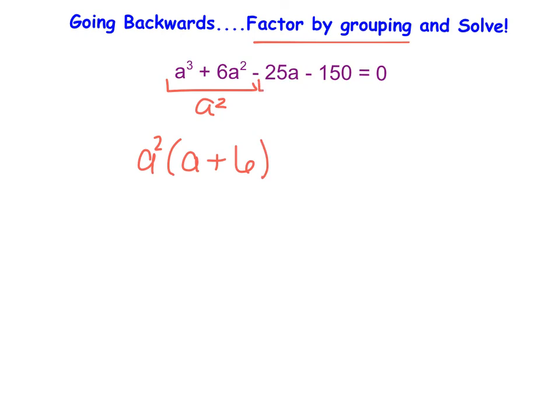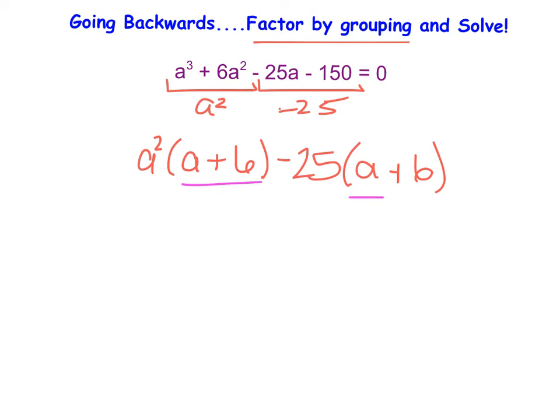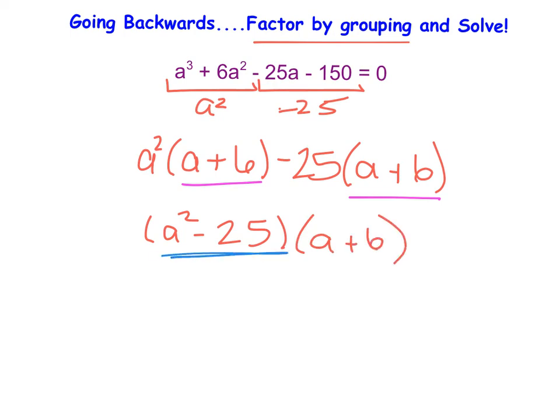And then I look at this second chunk here. They are both divisible by negative 25. I know if I factor out a negative 25, I'll end up with a positive a, and then negative 150 divided by a negative 25 is a positive 6. Then from here I see that both a squared and negative 25 are being multiplied by the same binomial. So here I can factor out a squared minus 25 and a plus 6.